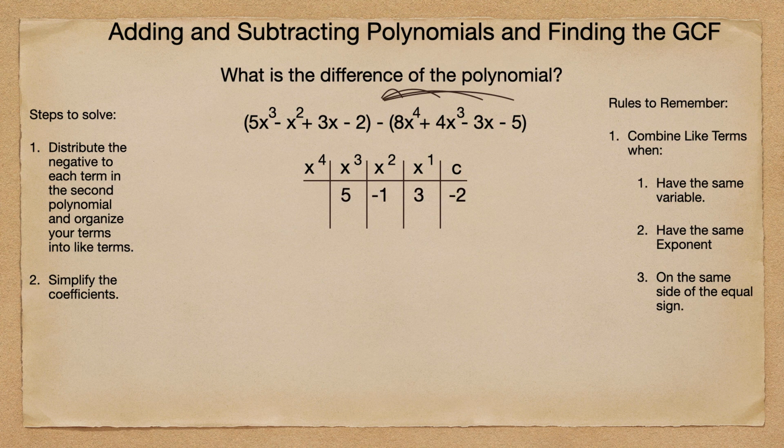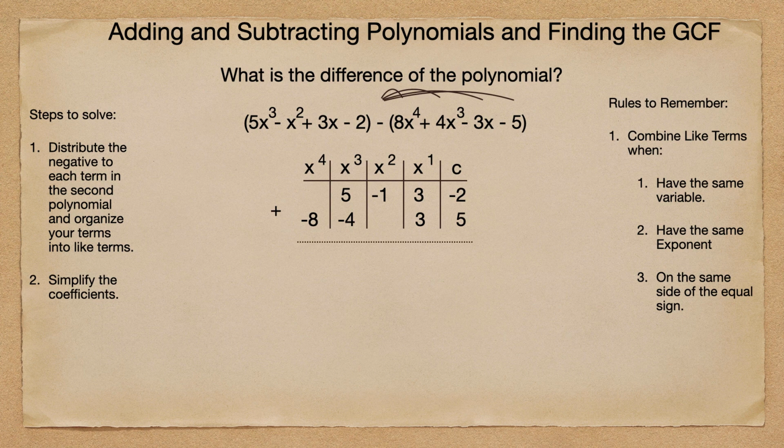And then we're going to bring down what was distributed. The negative applies to the 8, becomes negative 8. Negative 4, positive 3, and positive 5. Now that we've distributed the negative, we can simplify by adding these two rows again.